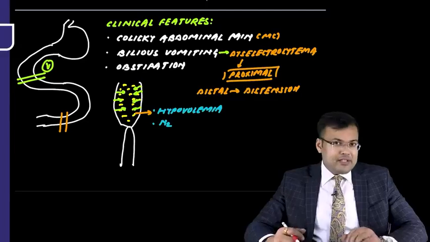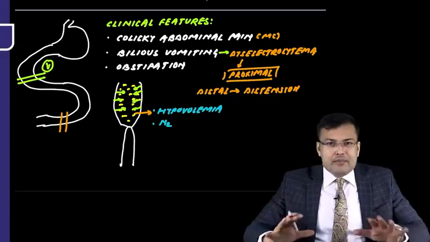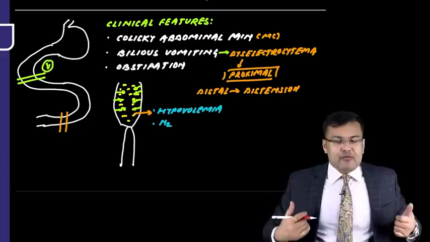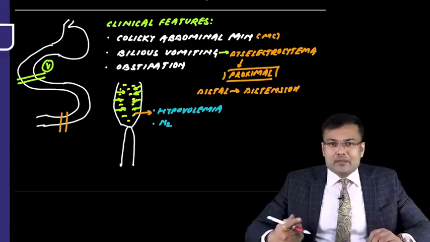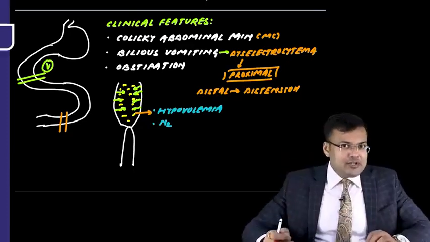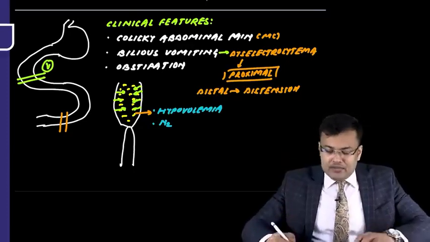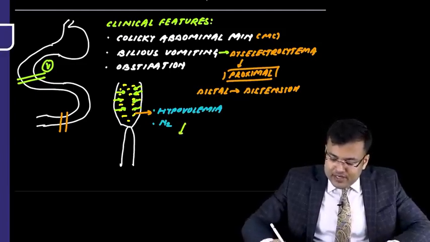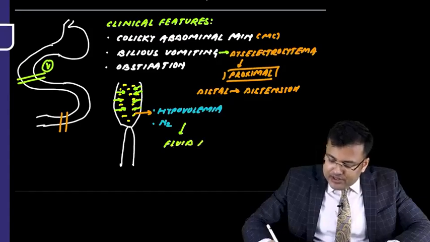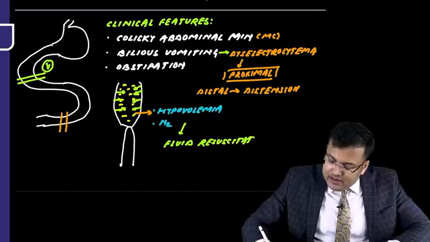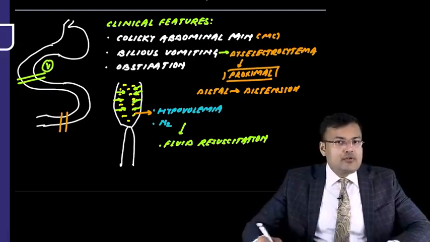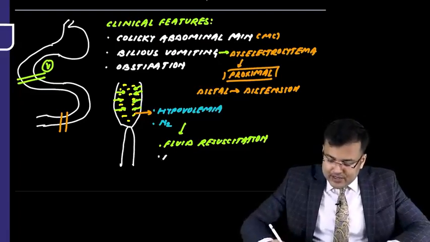At the time of presentation, when the patient is brought to your emergency, the patient is unstable in the majority of cases. Why? Because the patient has hypovolemia. Because of this hypovolemia, the patient has tachycardia and hypotension. So whenever these patients are brought to your emergency, first we have to go for fluid resuscitation. And what is the fluid of choice? It is Ringer lactate.